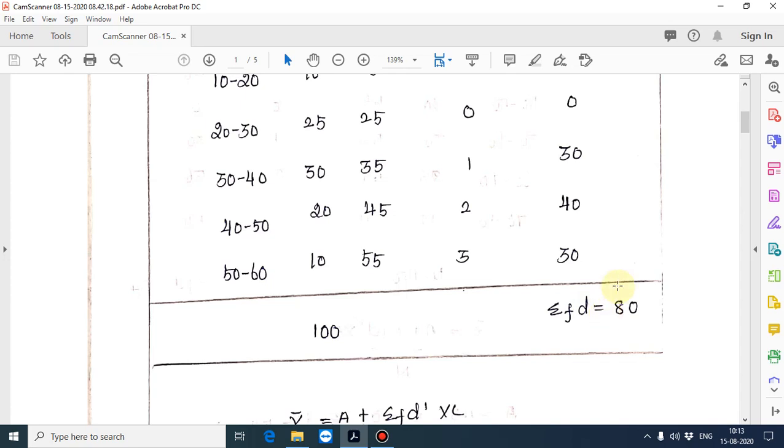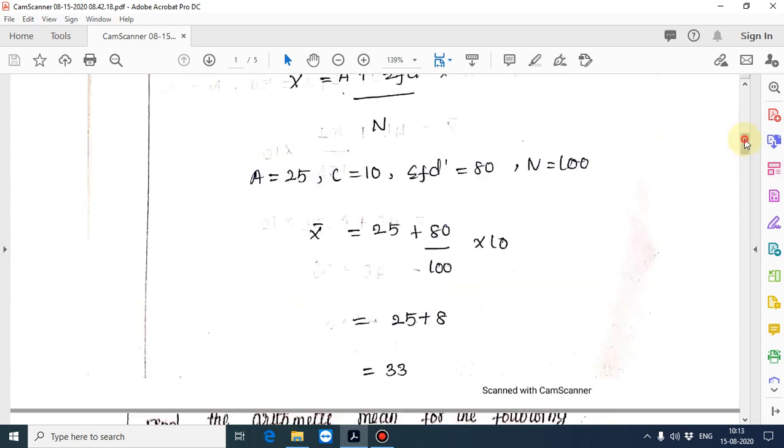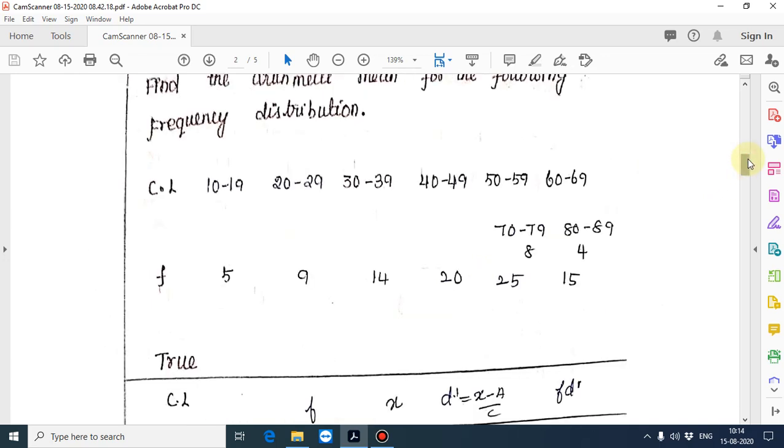So you substitute in the formula: x bar is equal to a plus summation fd dash divided by n into c. You substitute this and you will get the value. It's very easy, girls, nothing to be worried about. Then you see the next problem.